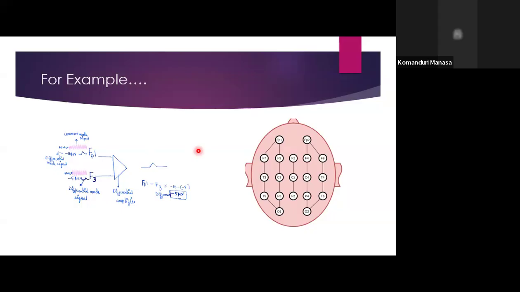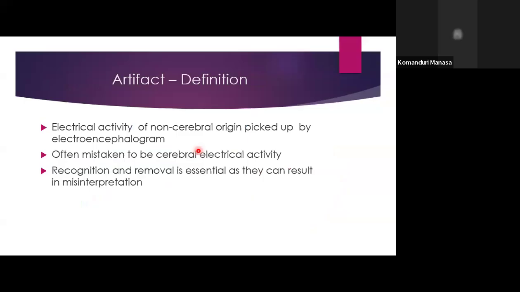But still, because we can't achieve similar impedance among all electrodes, and there might be some errors, these might result in artifact formation in the EEG. The artifact definition: it is an electrical activity of non-cerebral origin which is picked up by the EEG. Often it is mistaken to be cerebral electrical activity, so it is important to recognize and remove it, to avoid misinterpretation of the EEG.